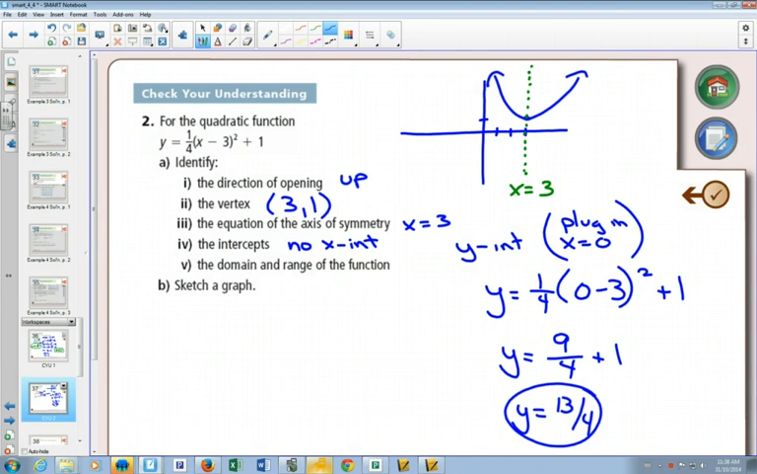Domain and range. Domain for a parabola is always everything. So our domain is everything. Yeah, we did a quick little sketch there. With that quick little sketch, we found out that it's going up. We know what the vertex is. We could label it. It's 3, 1. Does it have a maximum or a minimum value? Well, because it's going up, it has a minimum value. And our range will be y is bigger than or equal to 1.